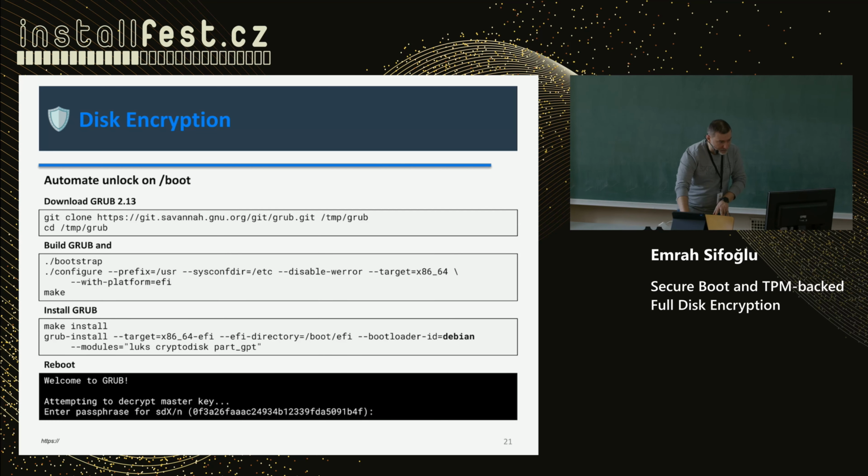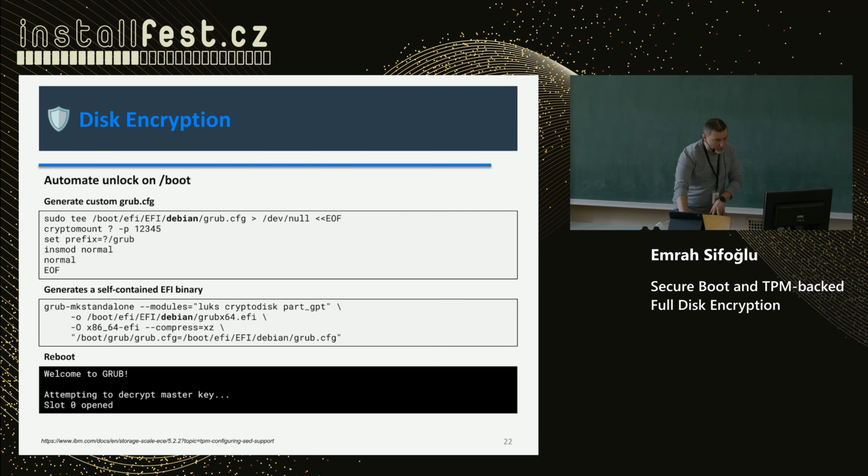Am I missing one slide here? Install GRUB. Yes, if you want to unlock that one, you have already installed the GRUB version which supports the automated unlock. So the first thing you need to do is change the GRUB configuration under the boot EFI Debian directory, or it could be Ubuntu maybe on your operating system. So you need to find the right one.